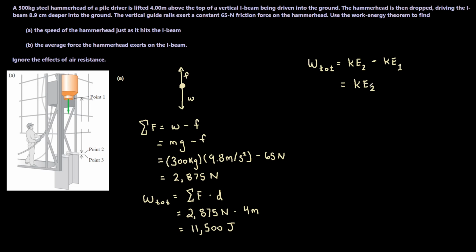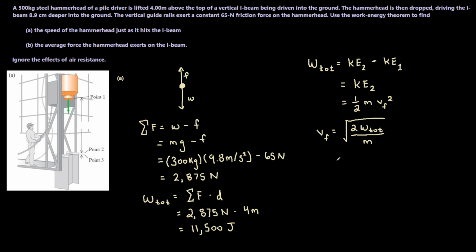And we know that the kinetic energy is equal to 1/2 times the mass times the final velocity squared. And now we can isolate our final velocity variable and solve for the speed of the hammerhead just as it hits the I-beam. So our final velocity is going to equal the square root of 2 times our work total, all divided by the mass. And now all we have to do is plug in the numbers.